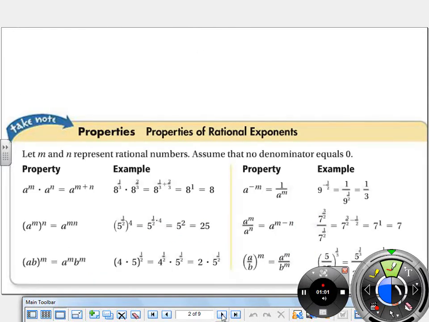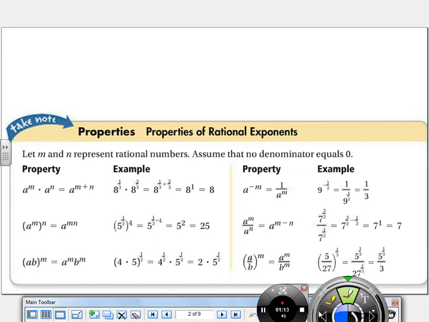So this property chart just represents the stuff that you see in your book. All the normal properties still pertain to fractional exponents, the same way that they do of any other exponent. So like right here, a to the m times a to the n, you add the exponents. You still do that. You're just adding fractions and getting your result from there. So we're still going to use these that same way.